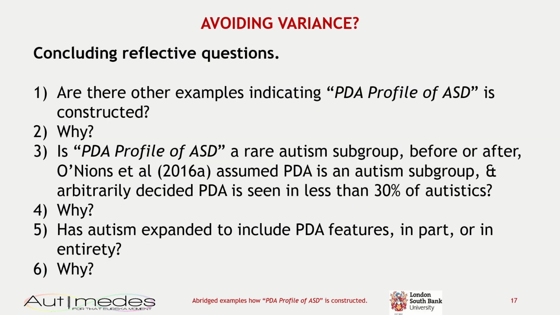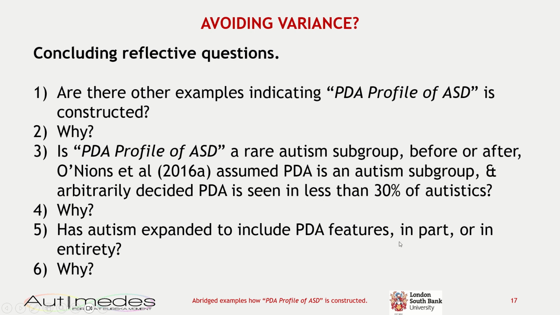So I'm going to end with some reflective questions. Are there examples indicating that PDA Profile of Autism is constructed, and why? Is PDA Profile of Autism a rare autism subgroup? Before or after 2016, is PDA seen as an autism subgroup, and was it arbitrarily decided that PDA is seen in less than 30% of autistics, and why?